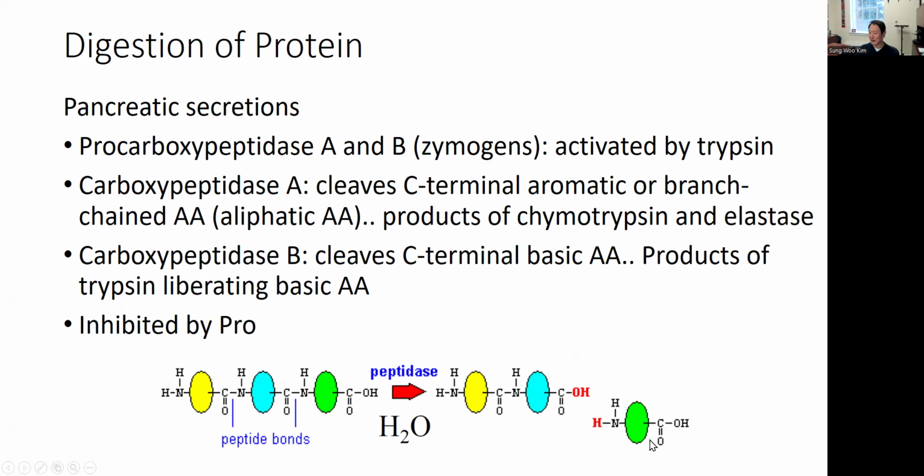So lysine is now free. It's a single amino acid now. And the single amino acid is small enough and it can be absorbed through the enterocyte. Yes, that's now the protein digestion is more complete here.